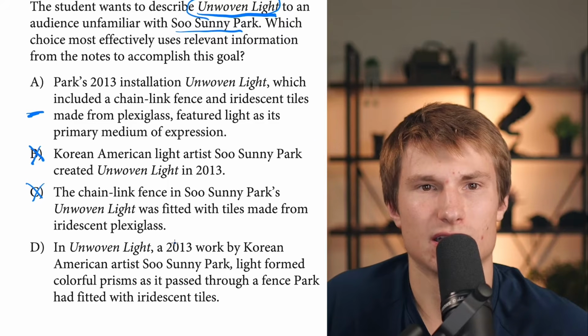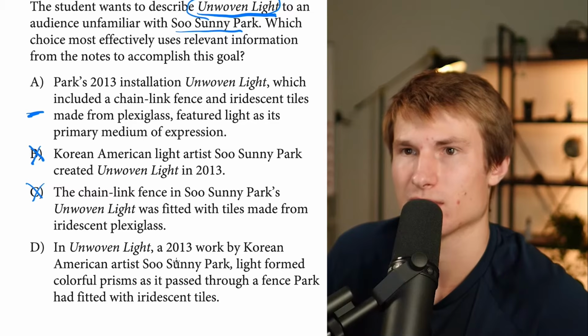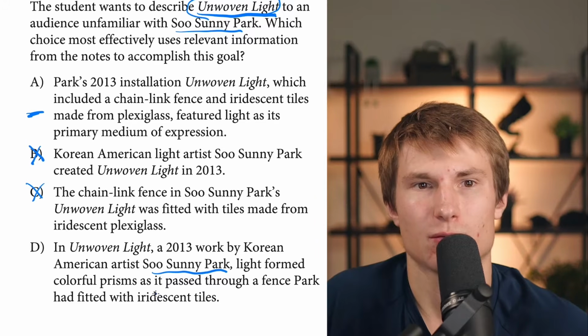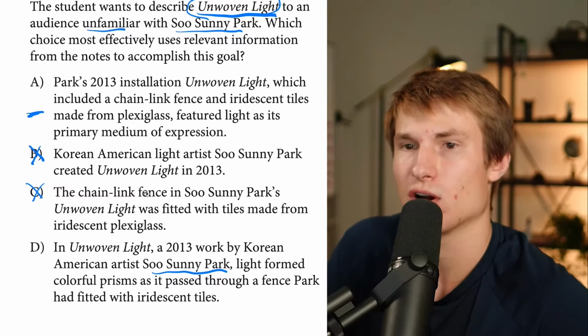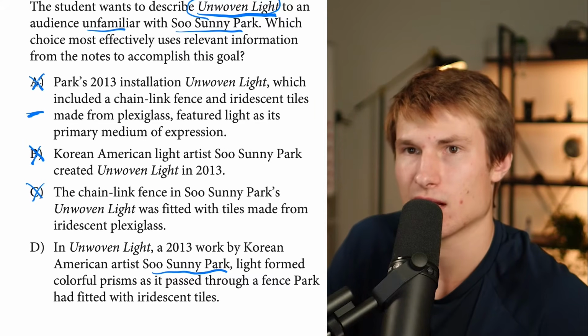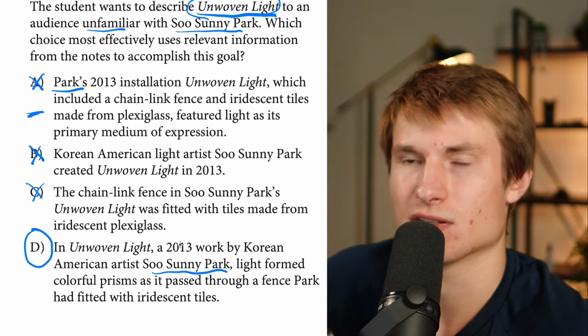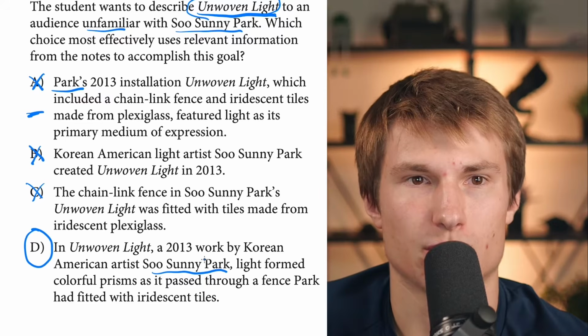If we take a look at D, an Unwoven Light, a 2013 work by Korean-American artist Sue Sunny Park. So as we can see, we get a much better introduction of who the artist is. Light formed colorful prisms as it passed through a fence Park had fitted with iridescent tiles. Okay, so in this case, we are introducing the artist to people who are unfamiliar with it, and we are also giving a description. So we can get rid of A since that does not introduce the artist properly. And we have answer choice D will have to be our answer because it's the only one that both describes Unwoven Light and also introduces Sue Sunny Park correctly.